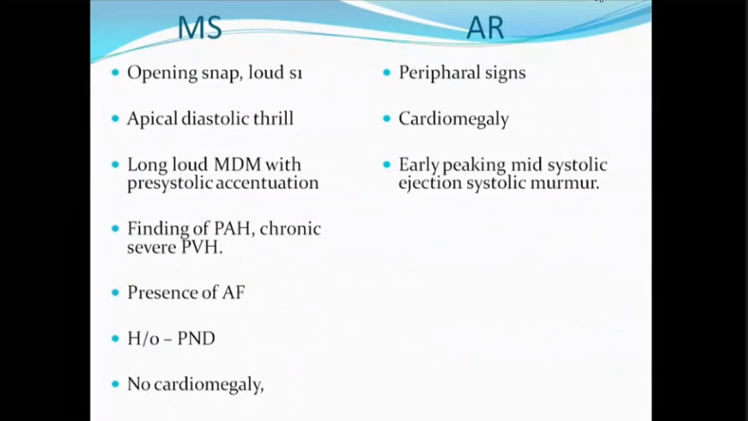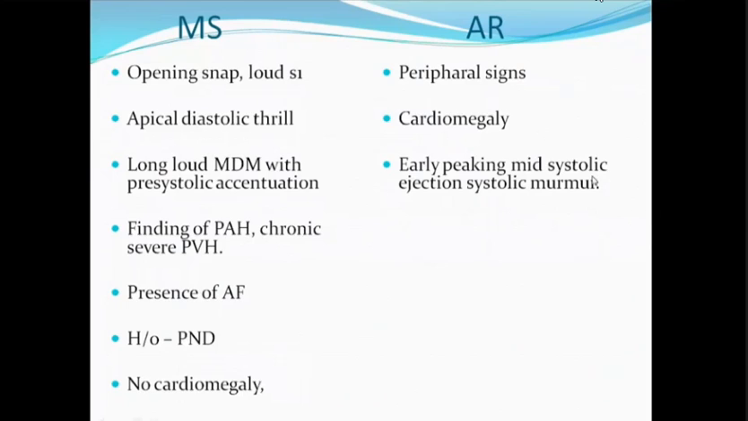So how to decide which lesion is predominant in this combined lesion? If an opening snap is there, a loud first heart sound is there, an apical diastolic thrill is there, then a long loud mid diastolic murmur with presystolic accentuation is there, and findings of pulmonary arterial hypertension or chronic severe pulmonary venous hypertension are there, presence of atrial fibrillation, then history of paroxysmal nocturnal dyspnea, and absent cardiomegaly. This type of feature is suggestive of mitral stenosis being more predominant over aortic regurgitation in combined lesion patients.